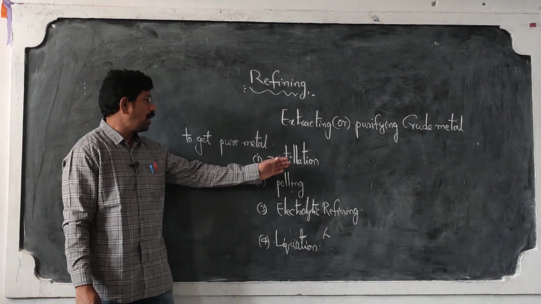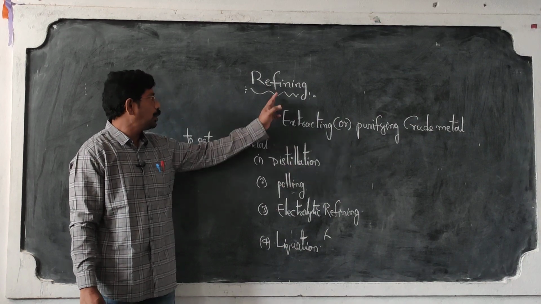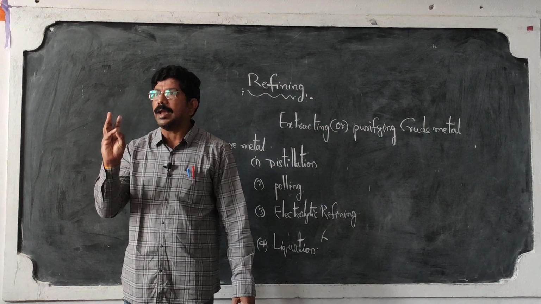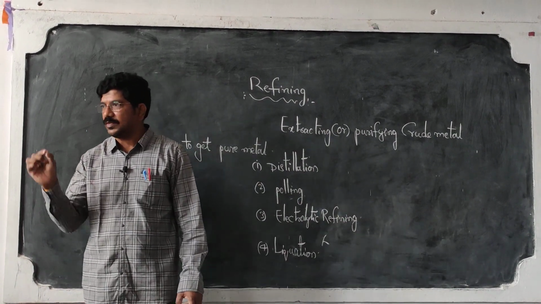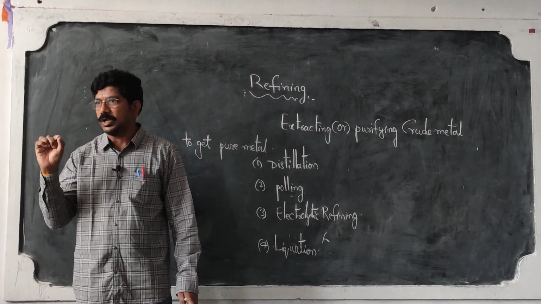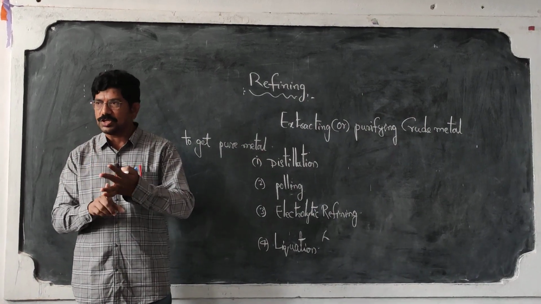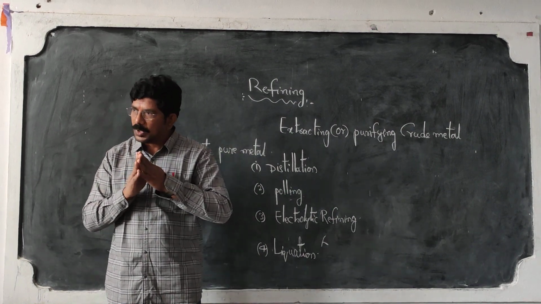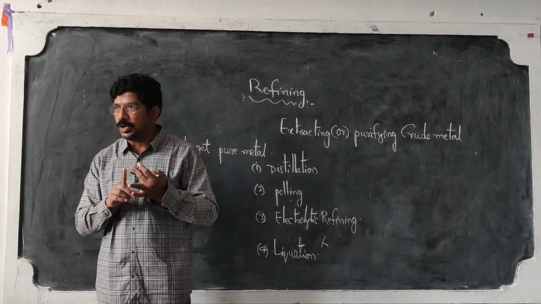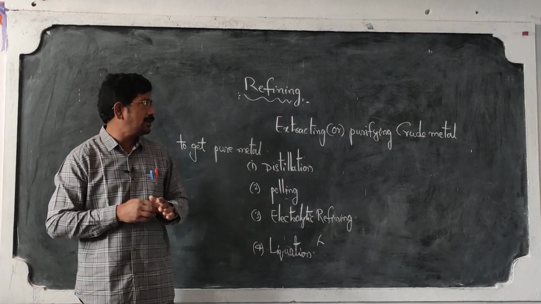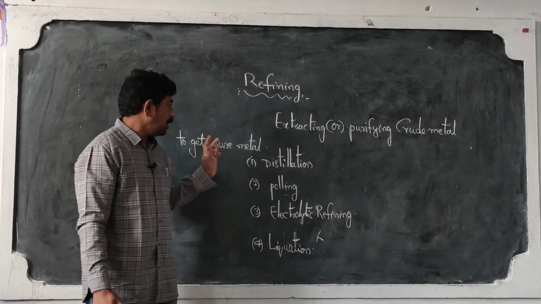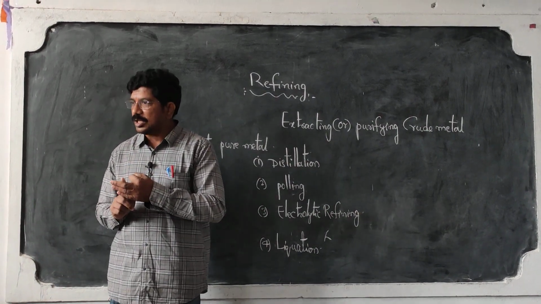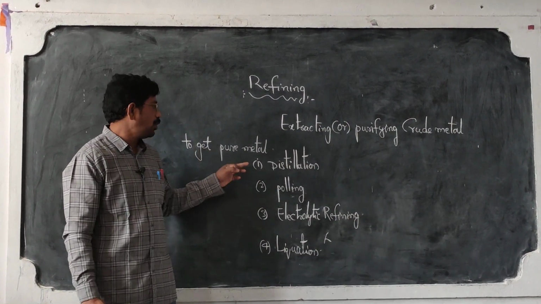Which method we have to adopt to get the pure metal depends on the nature of the metal and the nature of the impurities present. I told you the first two stages are common. From reduction onwards, the processes change depending on the nature of the impurities and the nature of the metal. In the same manner, refining also changes according to the impurities and the nature of the metal. Are you clear?